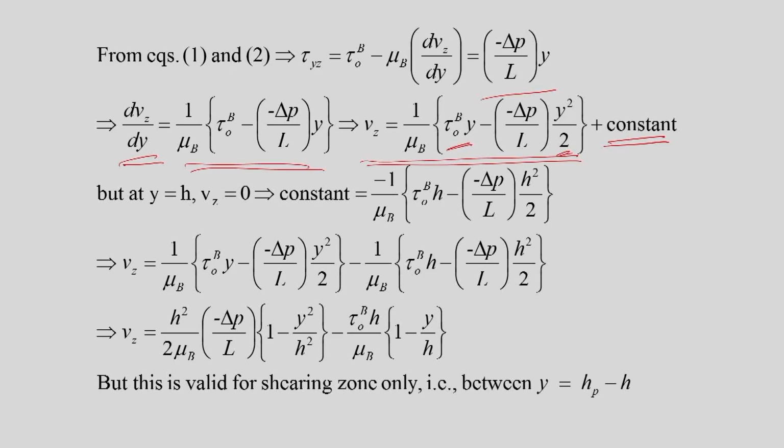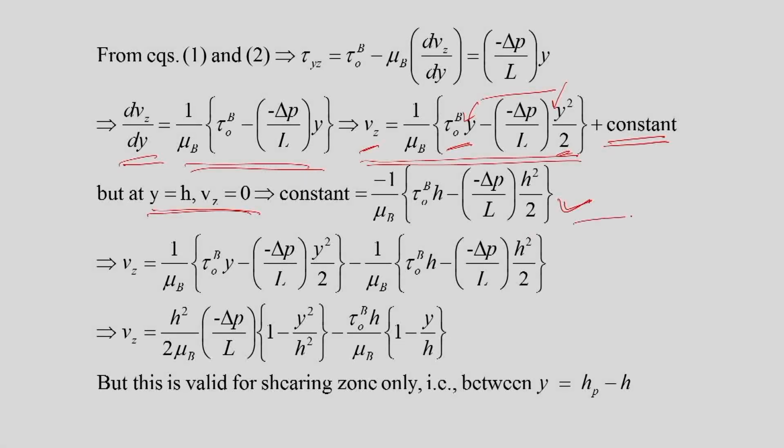Now, we know the boundary condition at the wall of the infinite plate, the top plate, that is at y equals plus h, V z is equal to 0. So, when you substitute V z equals 0 and y equals h here, and then simplify, you will get the constant. That constant is minus 1 by mu b tau naught b h minus delta p by L h square by 2.